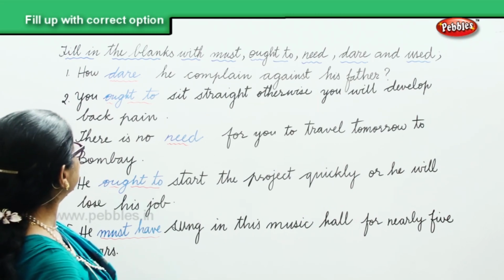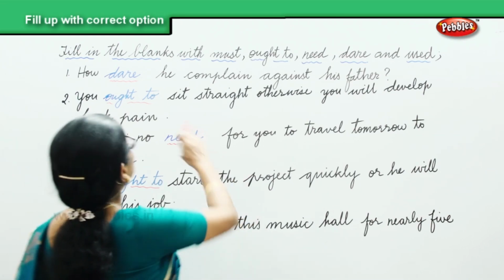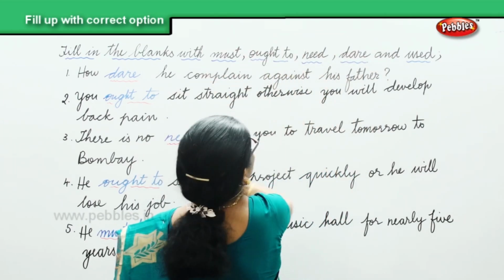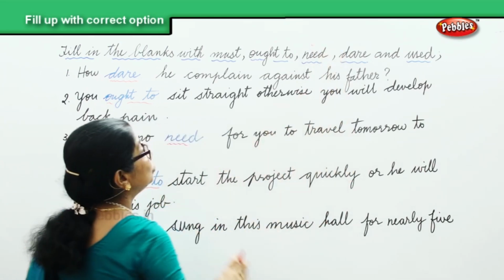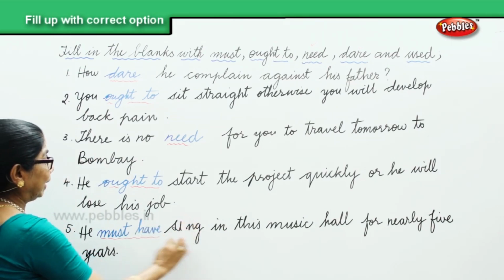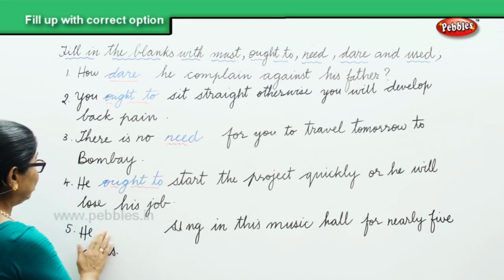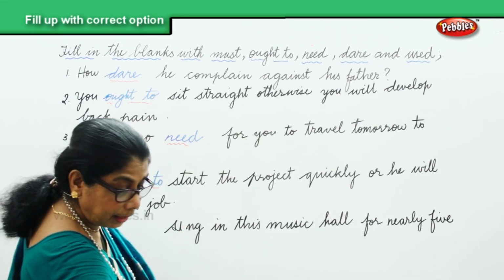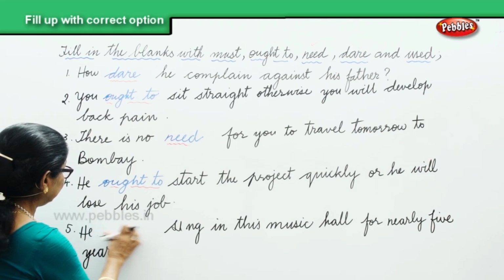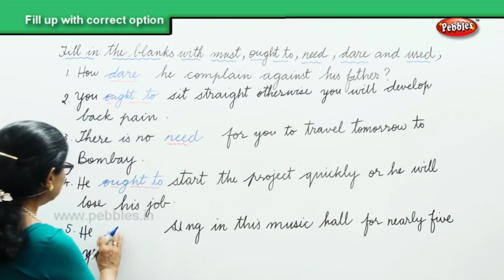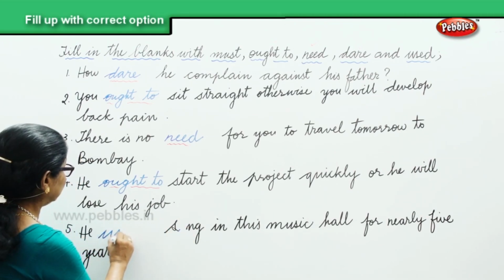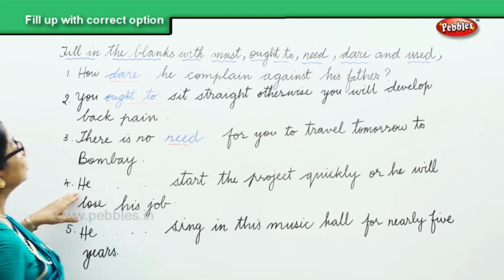Now, we have used must, we have used dare, we have used ought, we have used there is no need. We have not used used. He used to. Okay. He used to sing. Correct. So the last one is he used to sing.